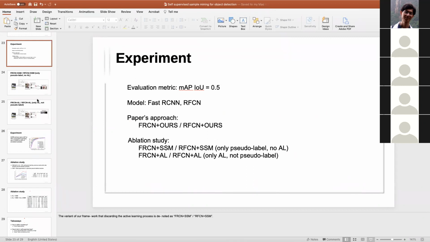So the models they use are Fast R-CNN and R-FCN. The paper's approach is denoted as FRCN plus ours or RFCN plus ours. They also did an ablation study, where they only use what is pseudo label. R-FCN? What is R-FCN? R-FCN is another model, I didn't look at the details. Okay, it's another two-stage detector. And FRCN AL or RFCN AL is only the active learning proposal, not the pseudo-label proposal.